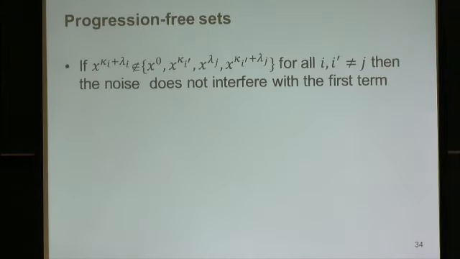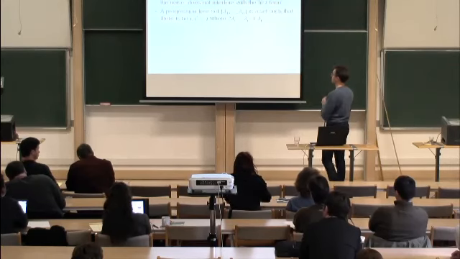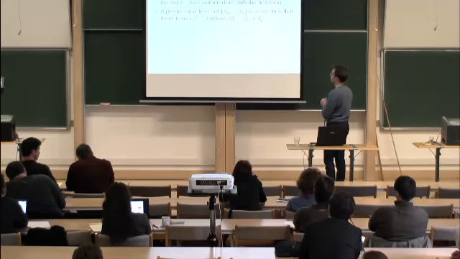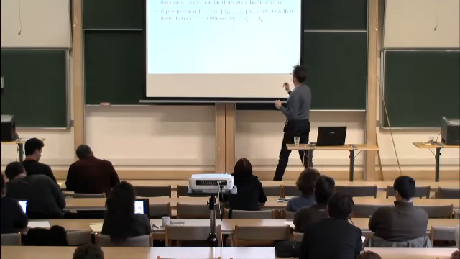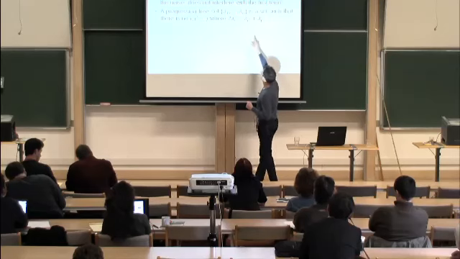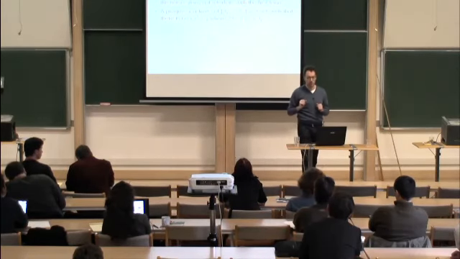And he found a way to do that with progression-free sets. Okay? So essentially we want to avoid this appearance here. And he picked a progression-free set. Okay, so he actually picked the kappa i's to be equal to the lambda i's. So the kappas and the lambdas are the same. Then you can pick a progression-free set, which is a set such that 2 times lambda i cannot be written as lambda i prime plus lambda j, i prime not equal to j.